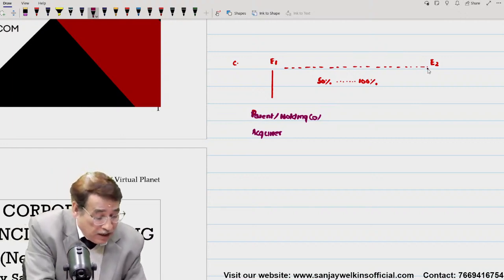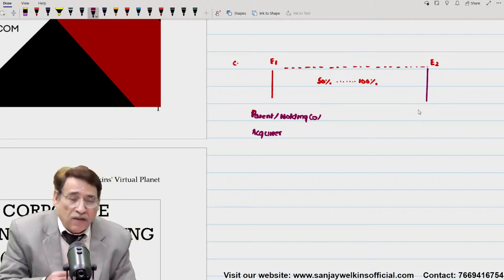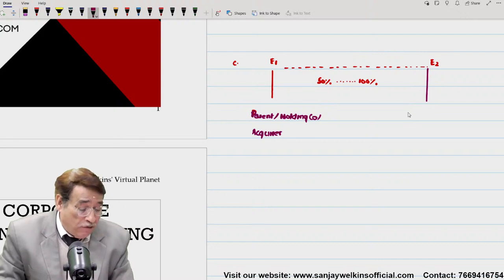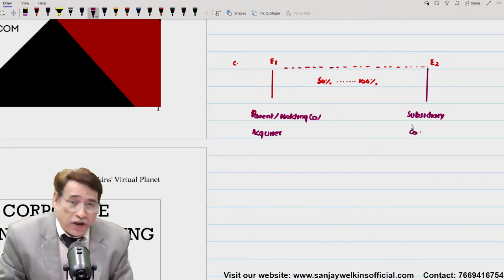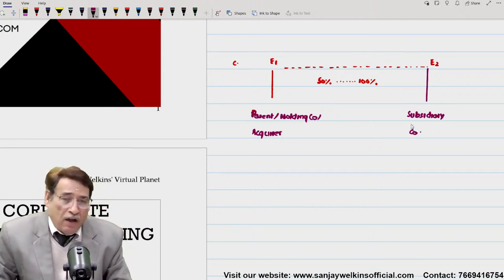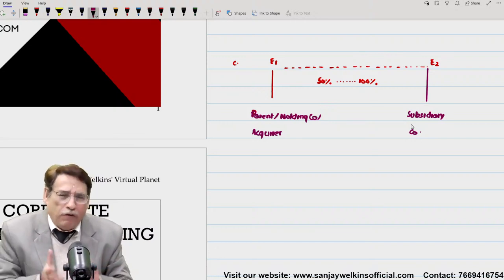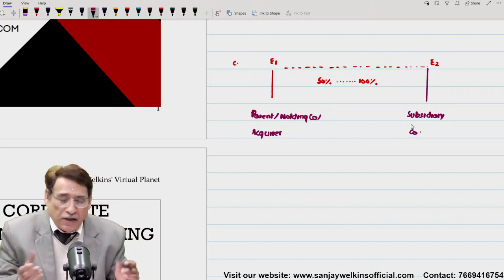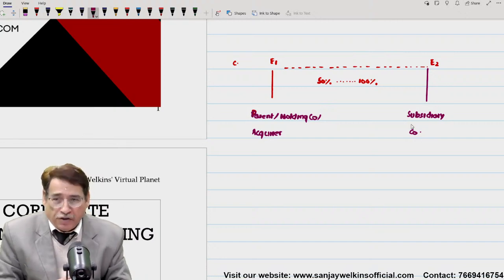While the investee entity is the entity in which you have made the investment. In this case, E2 is the investee entity, and the investee entity will be considered as your subsidiary company. Is it clear to you? Now, it is also important for you to understand that whenever we acquire 50% or more in the other entity, it means we have acquired the control of the other entity.